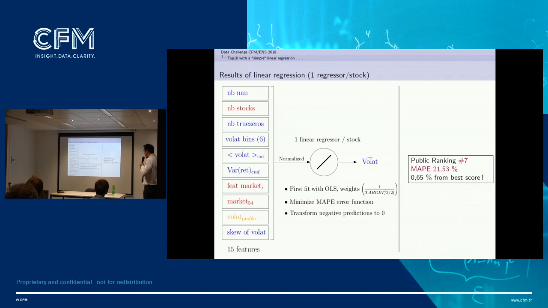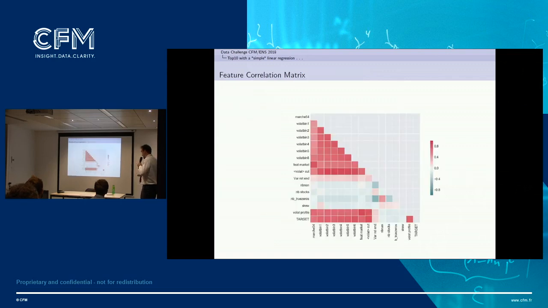I ranked a bit lower than you did with this technique, I guess because I didn't use any clustering in the final approach. But we can see it's very close to the best score of Serial. Well, that's just the feature correlation map.